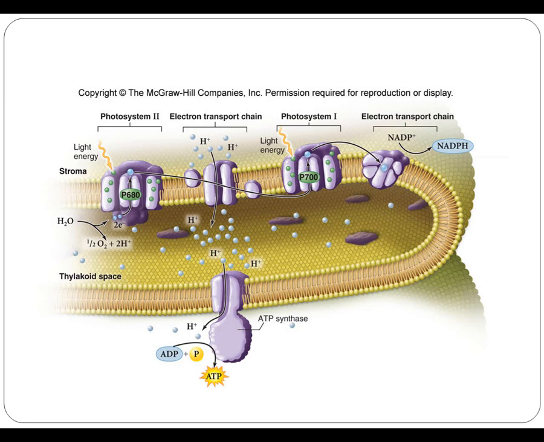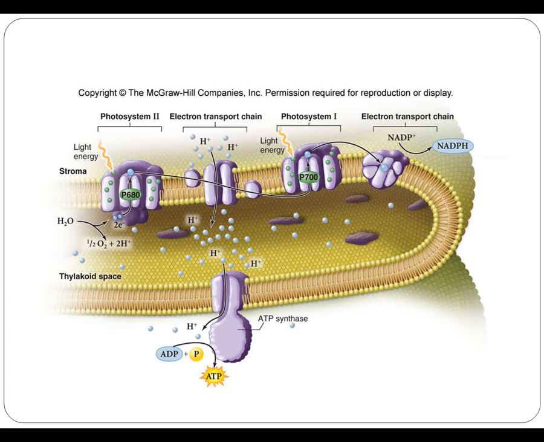That gradient can be used by another structure called ATP synthase. As hydrogen ions flow through, it binds ADP and phosphate, forces them together to form ATP. So photosystem 2 directly releases hydrogen ions and oxygen. Okay. It directly releases hydrogen ions and electrons. It also creates a hydrogen ion gradient that can be used to produce what? ATP. That's all happening during photosystem 2.